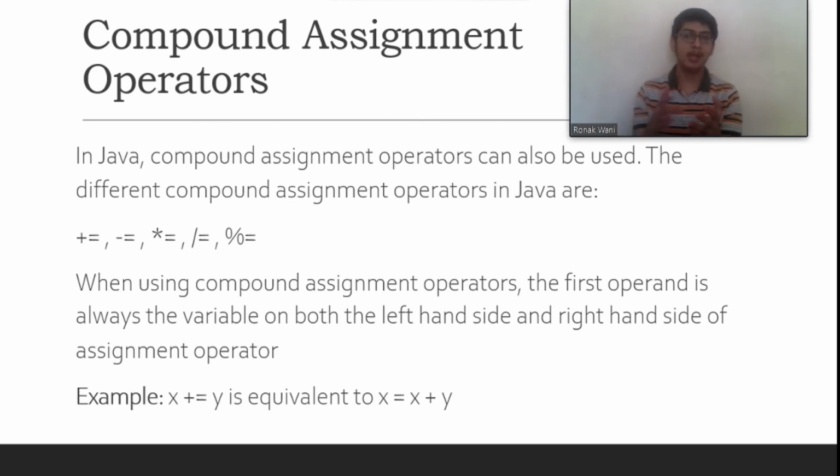So you can similarly use the multiplication equal compound assignment operator also, x asterisk equal y. By that I mean x equals x into y, or x equals x multiplied by y. So this was all about compound assignment operators. So we will meet in our next video.